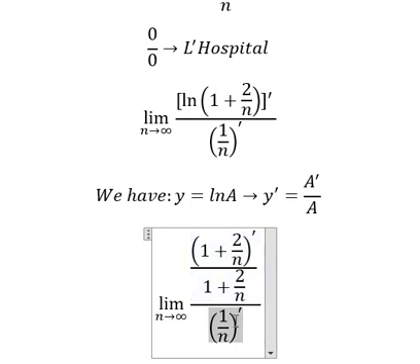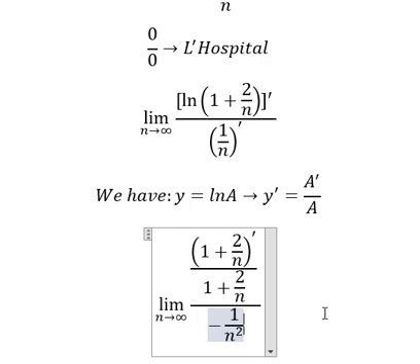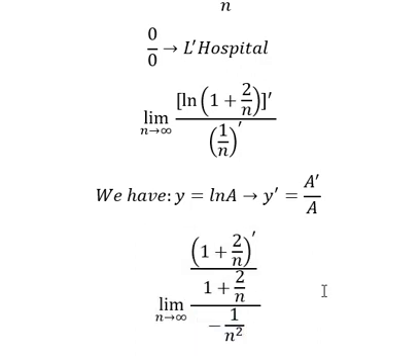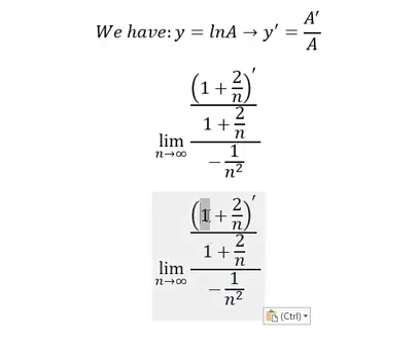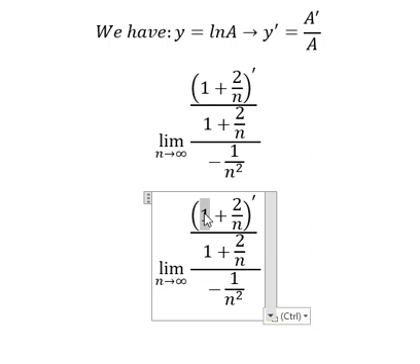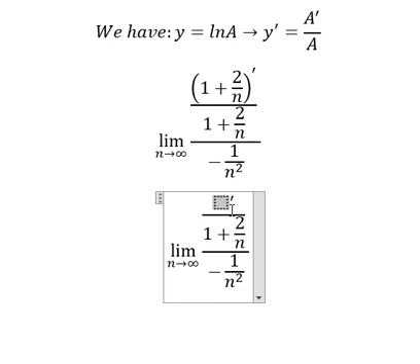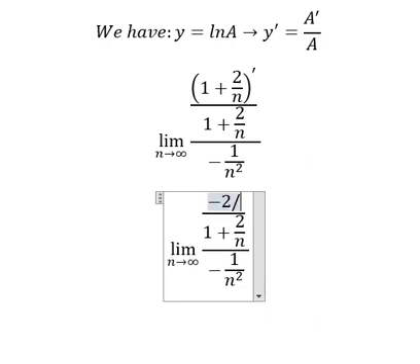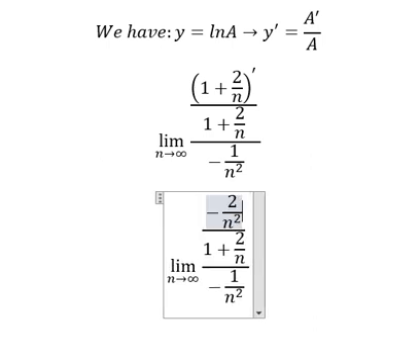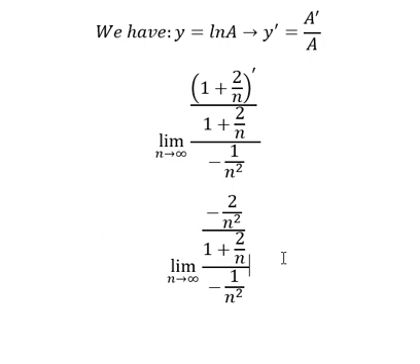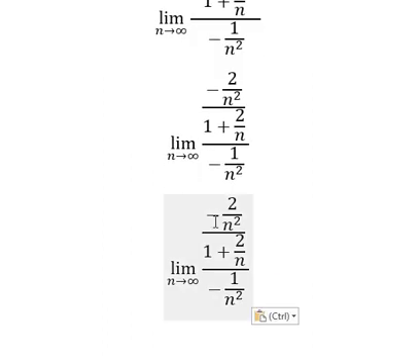This one we have negative 1 over n squared. So first derivative of number 1, that is about number 0. This one, that is about negative number 2 over n squared. And now we need to simplify negative n squared.